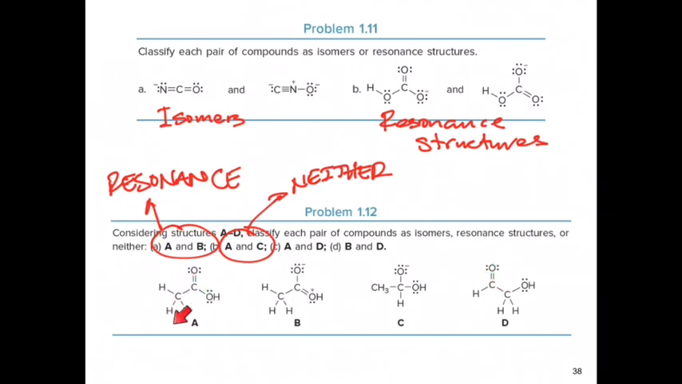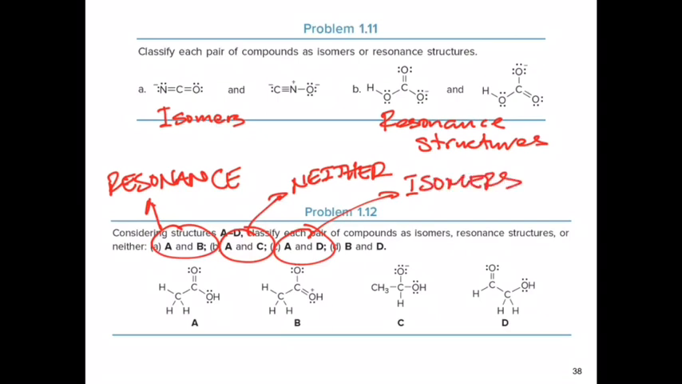So hydrogens, we have 4 hydrogens here and also 4 hydrogens over here. 2 carbons and 2 oxygens on both structures, and so I would say that the only difference here is the bonding, the atomic arrangement, basically. And so this would count as isomers, constitutional isomers. So A and D would count as isomers.